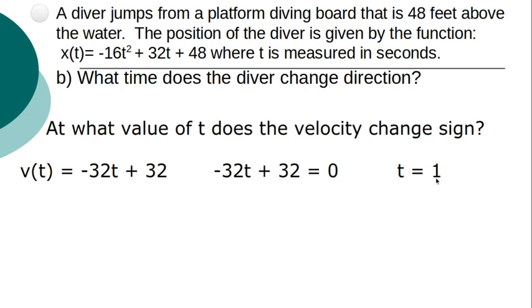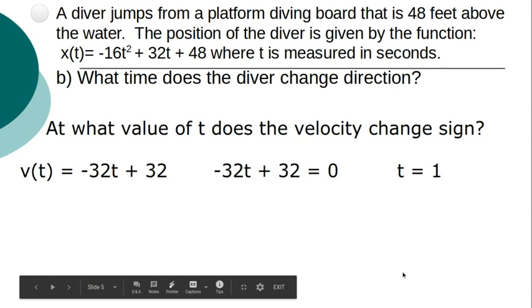You can test it to make sure that the velocity does change sign here. If you plug in something like 1/2 into the velocity, you get a positive value. If you plug in something bigger than 1, let's say 2, you get a negative velocity. So this is where it does change sign. After 1 second, that's where the diver goes from jumping up to now going down.